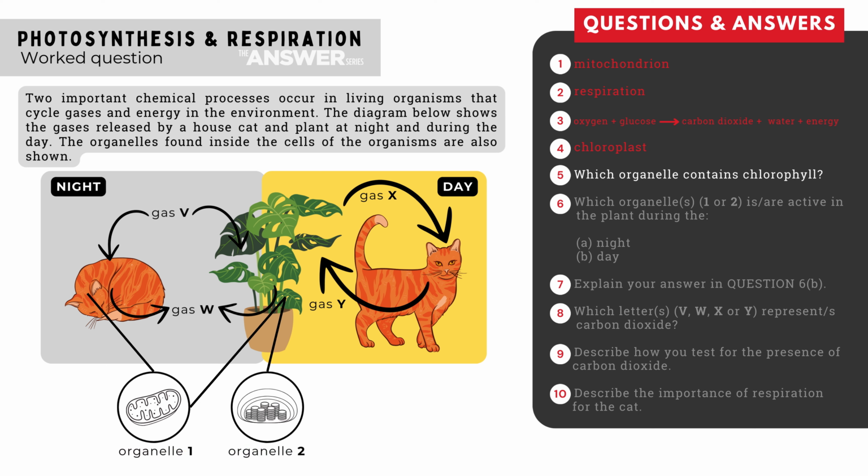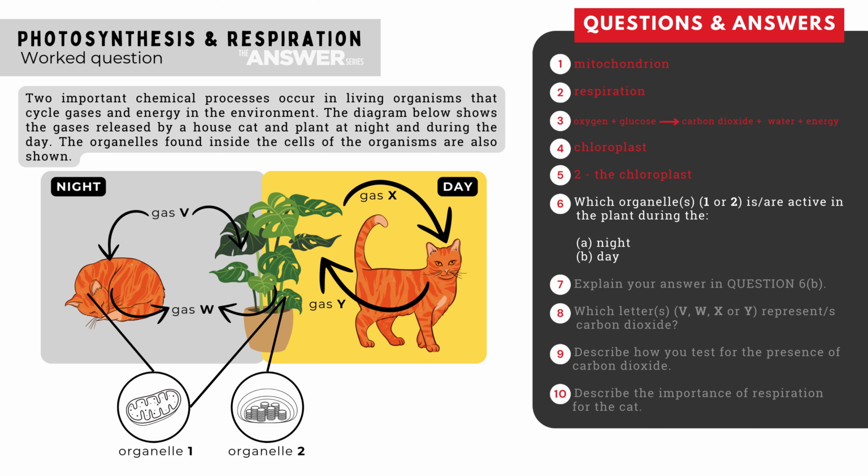Question 5. Which organelle contains chlorophyll? Chlorophyll fills the chloroplast, and remember that chlorophyll is the pigment that absorbs the light energy, allowing the chloroplast to actually perform photosynthesis. So that would be organelle 2.